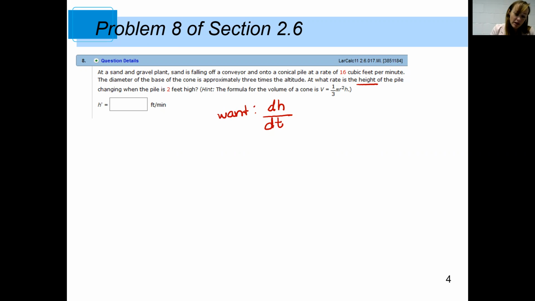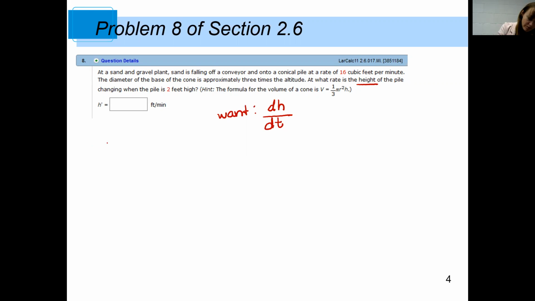Okay, now I'm going to go back through and read it with more depth. At a sand and gravel plant, sand is falling off a conveyor onto a conical pile at 16 cubic feet per minute. The diameter of the base of the cone is approximately 3 times the altitude. At what rate is the height of the pile changing when the pile is 2 feet high?